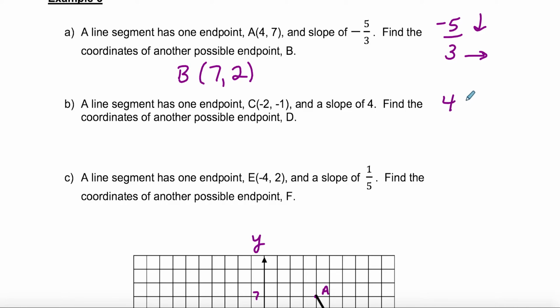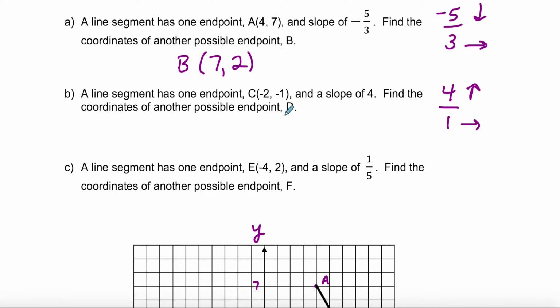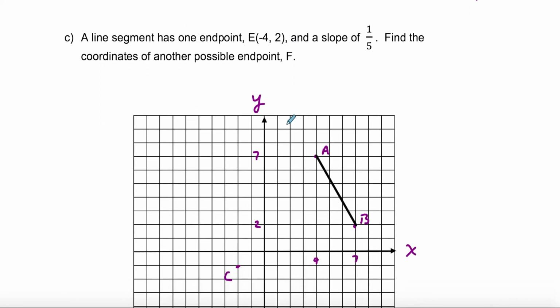So I need a rise though. I know positive 4 means we're going up. And then I need a run. So if you don't have a number under here, it's always 1. So the run would be 1 to the right. So from point C, we're going to go up 4 and right 1.